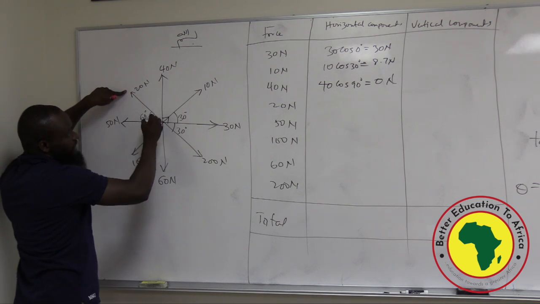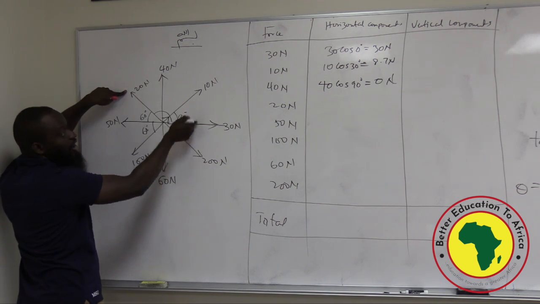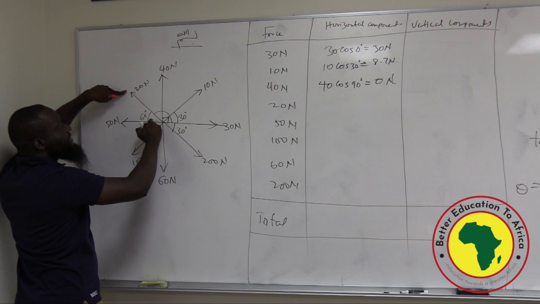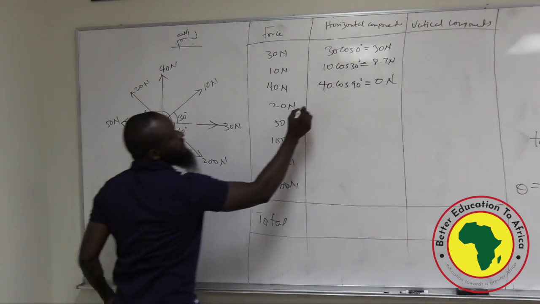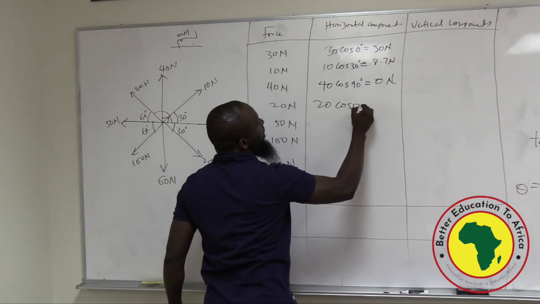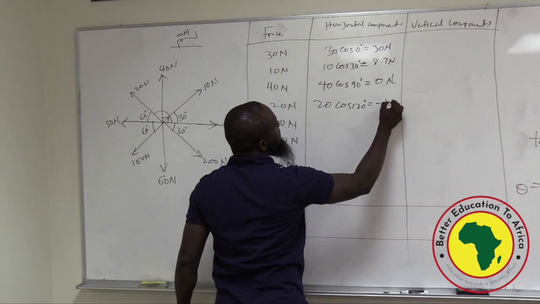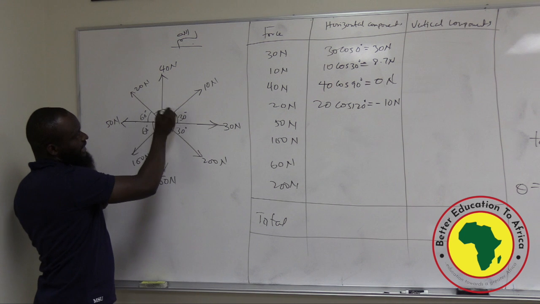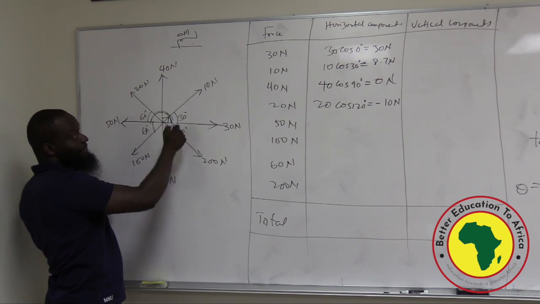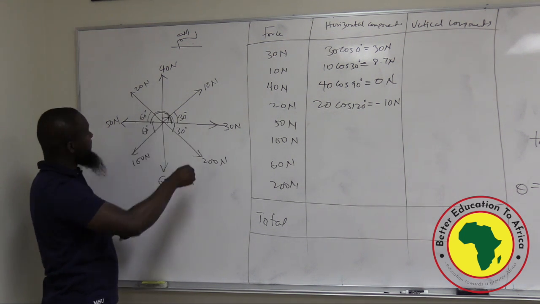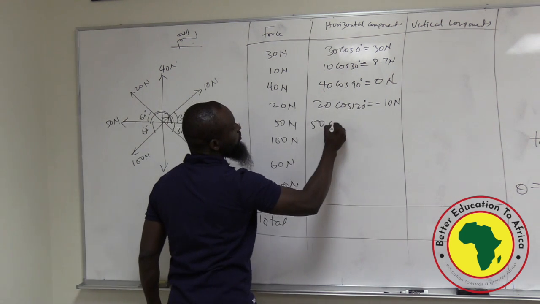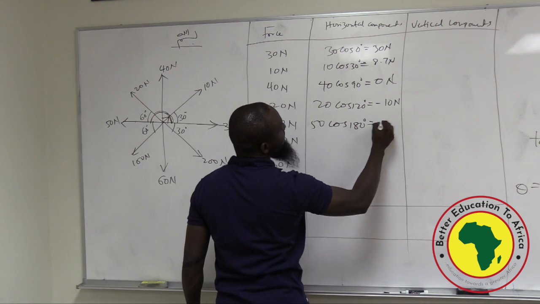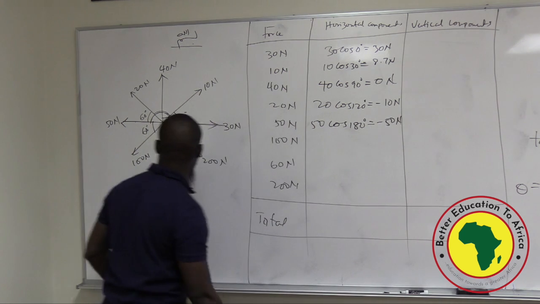Next, 20. I'm not using this angle; I'm taking all the angles from the positive x-axis. So it's going to be 180 minus 60, 120 degrees. So it's 20 cosine 120 degrees, which gives me minus 10 newtons. 50: the angle between 50 and that axis is 180 degrees. Once I'm using the table, I'm always going there. So it's 50 cosine 180 degrees, which gives me minus 50 newtons.